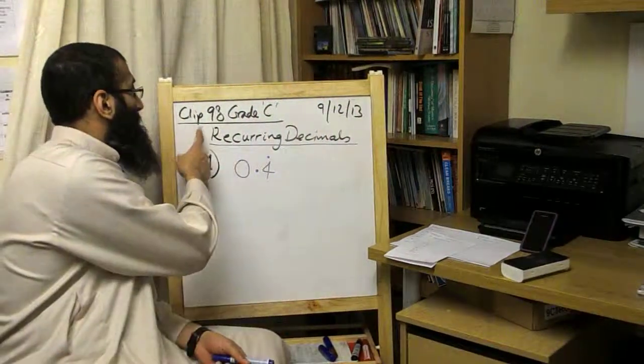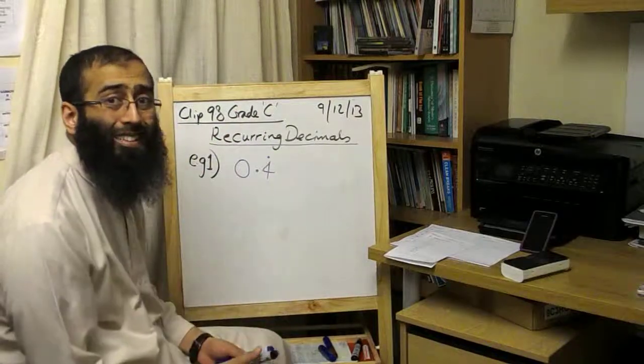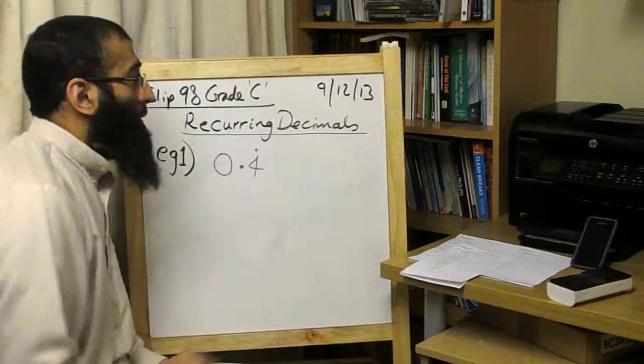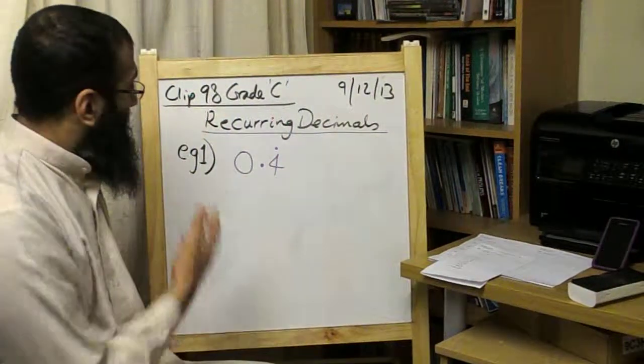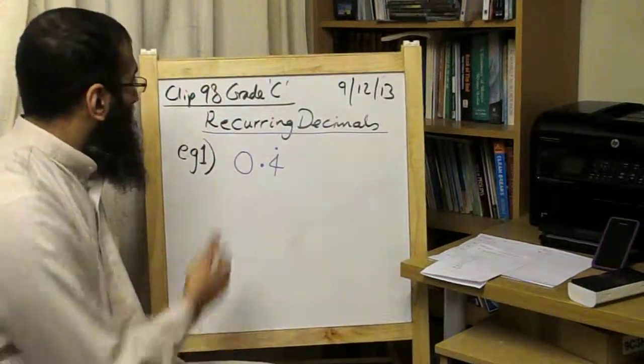This is from clip 98, grade C, from the Maths Watch CD work. Today's date is 9th of the 12th, 2013. Today's topic is another GCSE topic, a very popular one, recurring decimals.